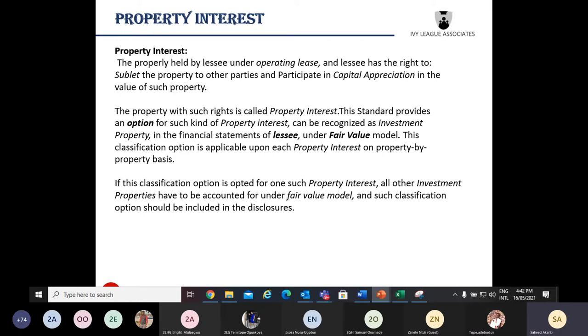And what does that mean? How do I determine the fair value? That means I need to estimate the rent I will collect from the tenant, who happens to be the sublessee, and discount to present value. So the present value in my financial statement will become the investment property. I will need to be doing that every year. I will compare the fair value this year with the fair value last year. Difference in fair value, either an increase or a decrease, will be recognized in profit or loss.